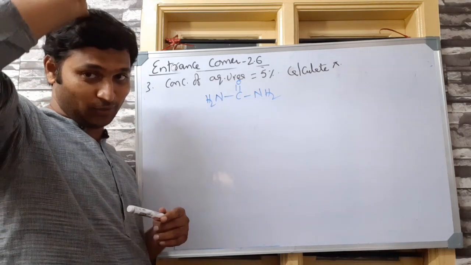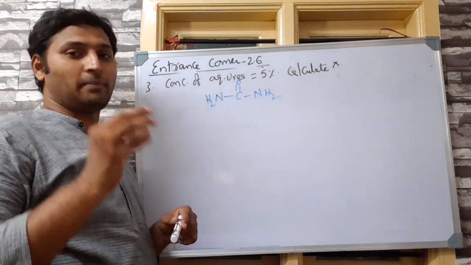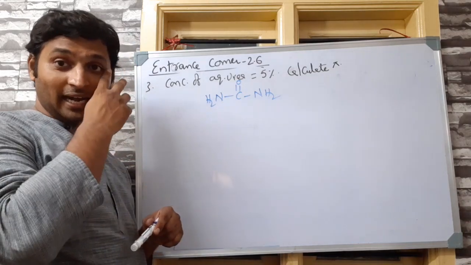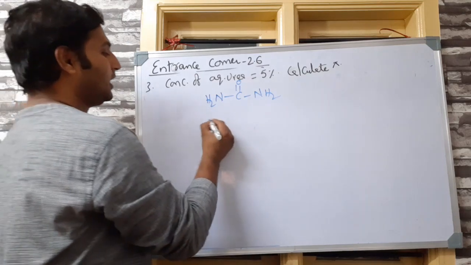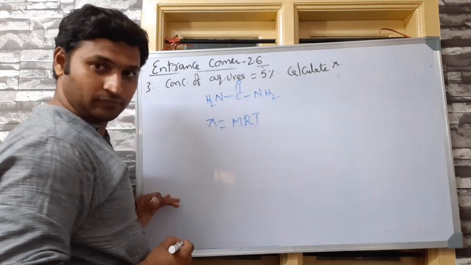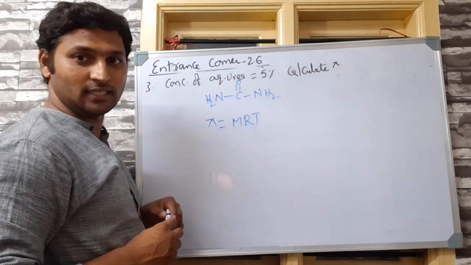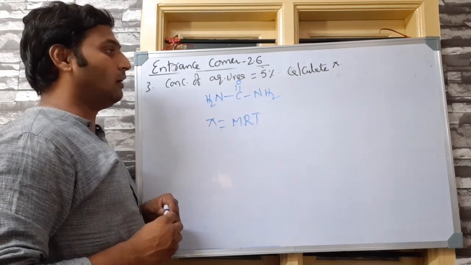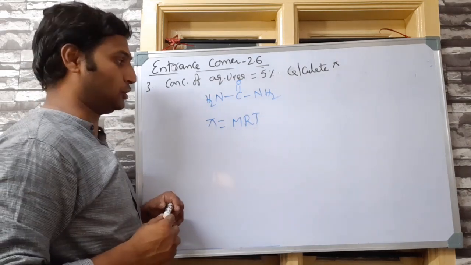NH2 taken twice, CO. Now, an aqueous urea 5% solution is given, and he is asking for the osmotic pressure. The osmotic pressure formula is pi is equal to mRT. By the way, the options were given in bar, if you notice. That's why you will have to take the R value also in bar. I'll come to that, not an issue.